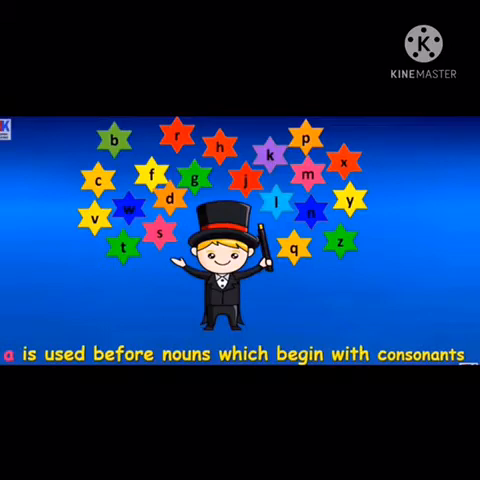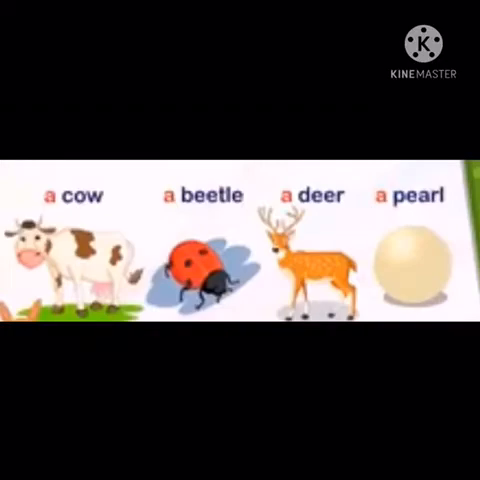Students, look at this pic. Here consonants are given. The alphabets B, C, V, T, S, D, F, G, H, R, J, K, P, M, X, Y, L, Q, Z are called consonants, and with consonants we use a. For example, a cow, a beetle, a deer, a pearl. So with these words we use the article a.